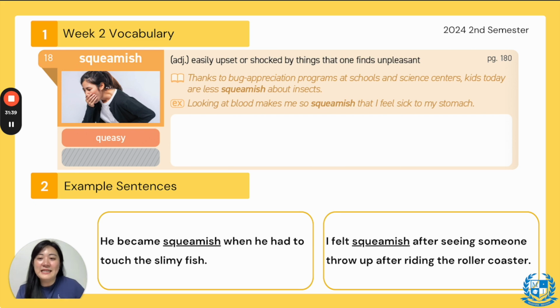Here, it says, he became squeamish when he had to touch the slimy fish. Oh no. I don't think I could touch slimy fish either. No. Next one, it says, oh, I don't even want to read this sentence. It says, I felt squeamish after seeing someone throw up after riding the roller coaster. So someone rode the roller coaster and then they bleh. And then you saw that and you feel like you want to bleh. Squeamish.